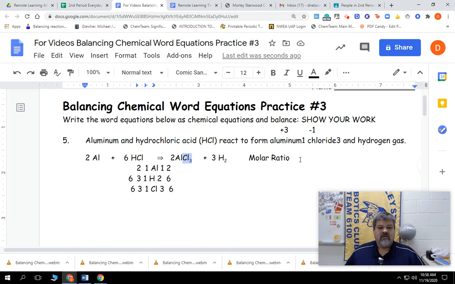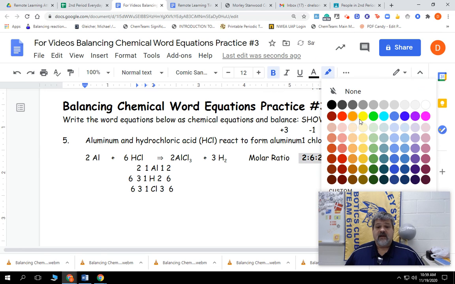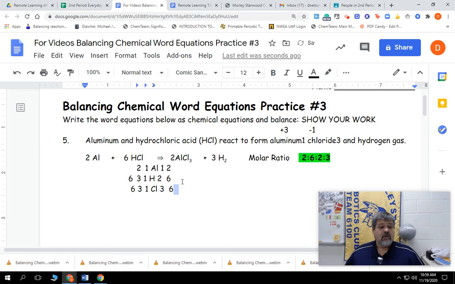So what is my molar ratio? My molar ratio is going to be 2 to 6 to 2 to 3. So I look at it and I say, well, can I reduce? I can't. I can reduce everything by 2 except for the 3, so I can't reduce that. So we are good at that point. So we're going to go ahead and highlight that with our color. And there's our answer. That's our molar ratio for this balanced chemical equation: 2 to 6 to 2 to 3.